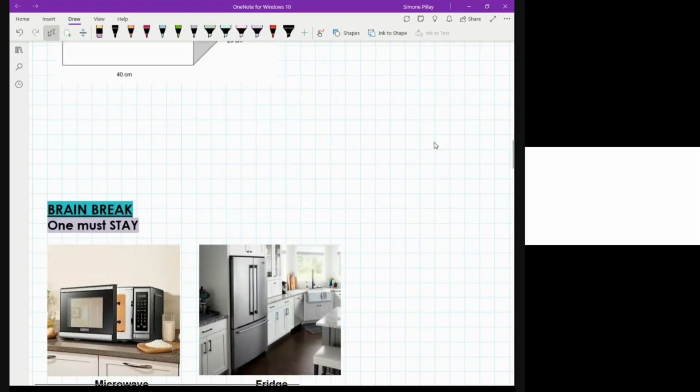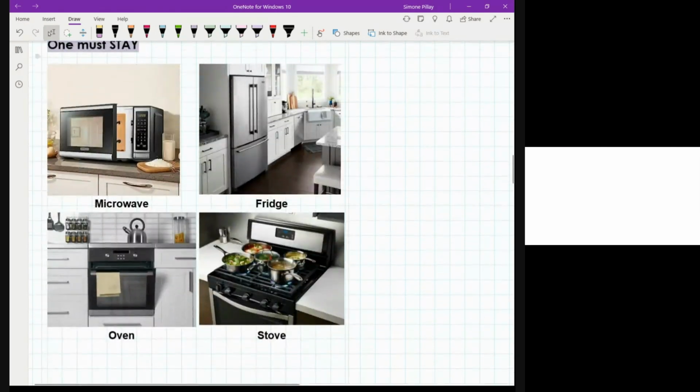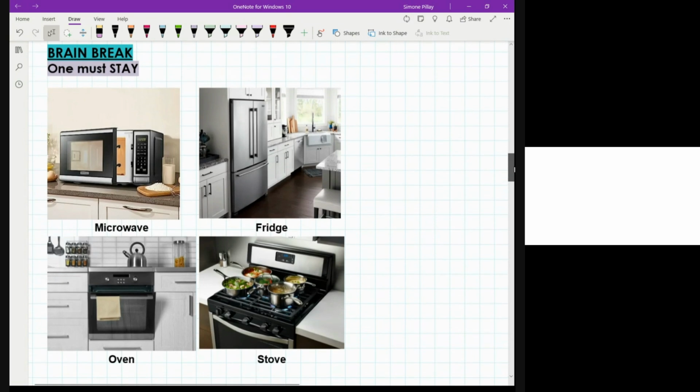Except that it's already 20 past. So I'm going to take 2 minutes on this. Everybody put your answers in the chat. Nobody is talking today, because our class likes to talk. We have microwave, fridge, oven, stove. One must stay. This one, I don't know the answer. Fridge. I mean, we could use a cooler box, you know. But also we could use a fire to cook.